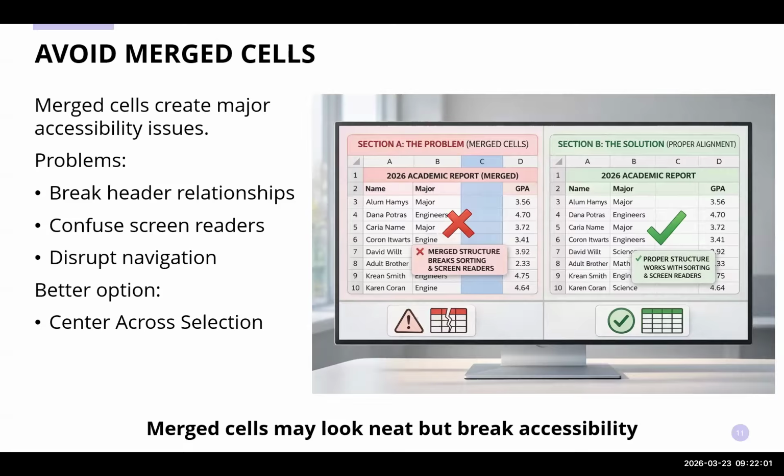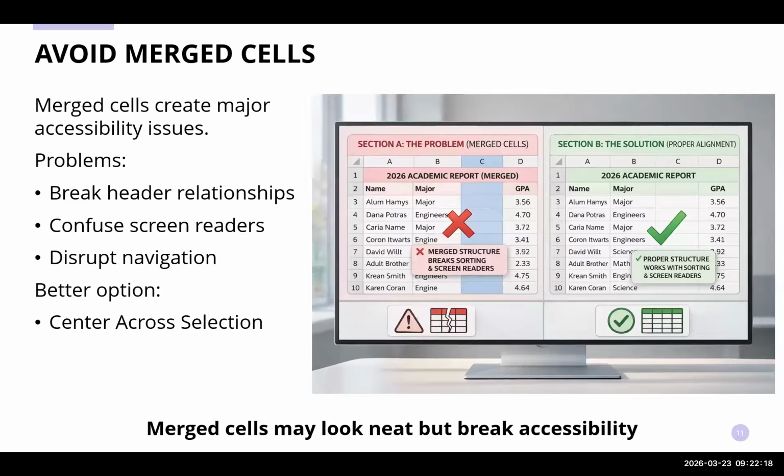Third, merged cells can disrupt navigation. Users relying on the keyboard or assistive technology will find it difficult to move through the spreadsheet efficiently, which would definitely slow down or even block access to information.